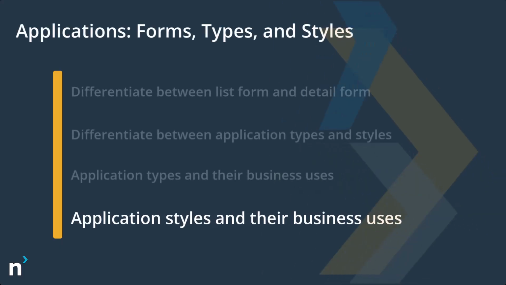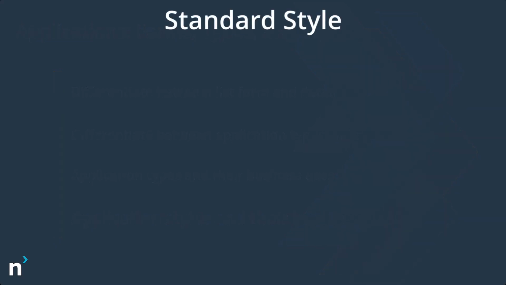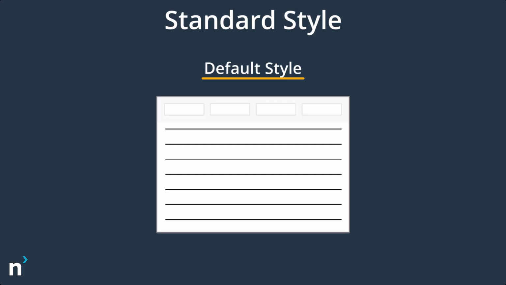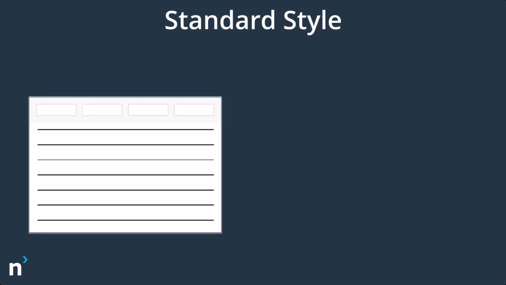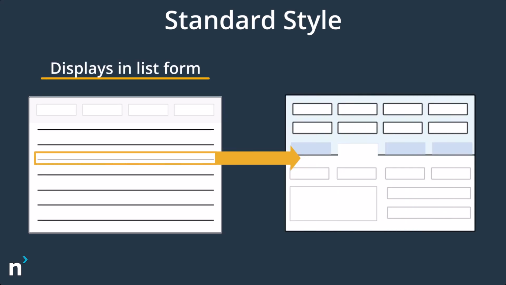Now that you understand some of the application types and styles, let's review the application styles that we have not covered yet. The standard application style is the default style if no other style is selected during application creation. This style displays data in a list form, where you can open a record from the list form into a detail form to edit it.